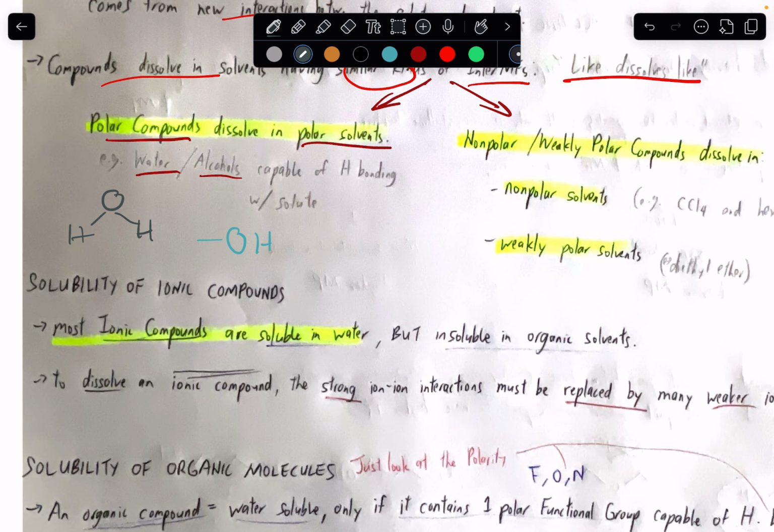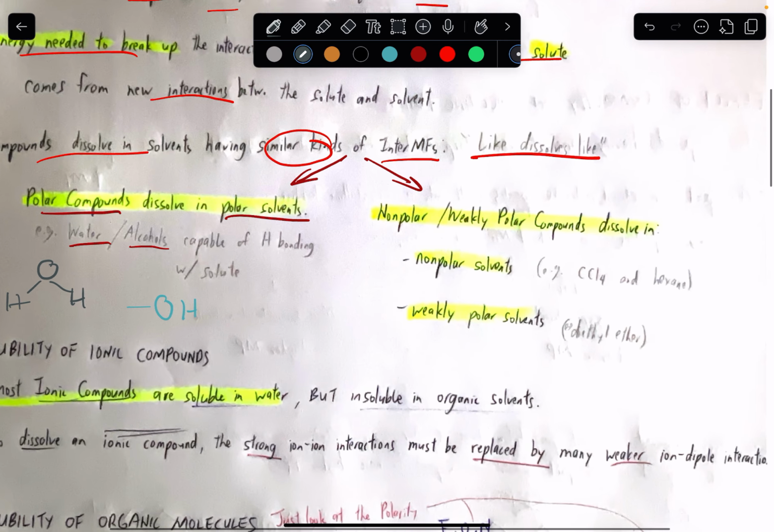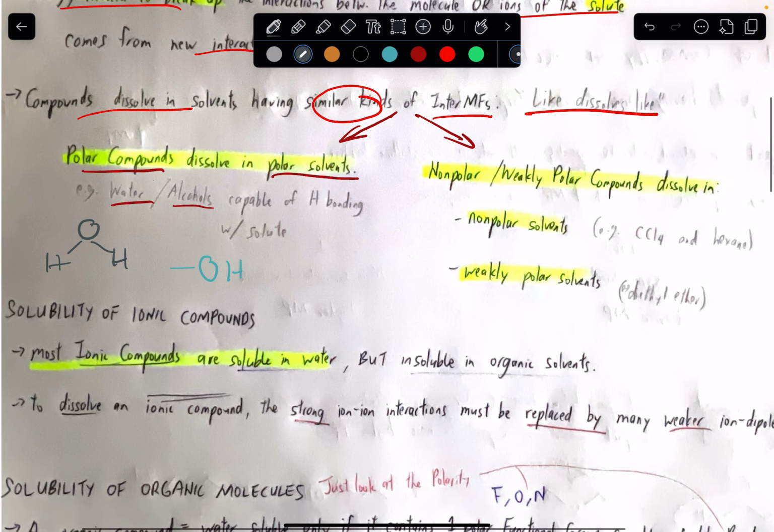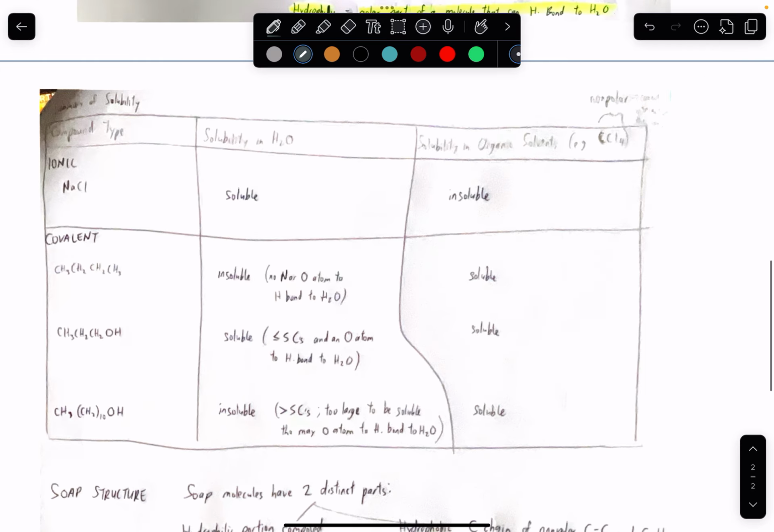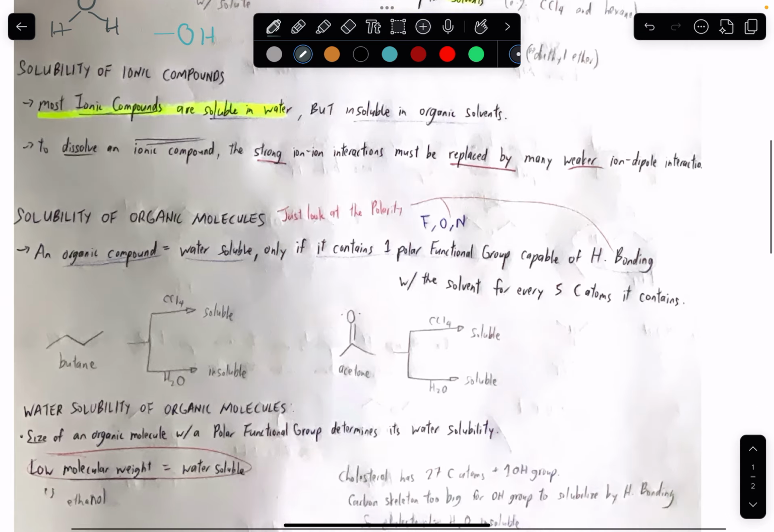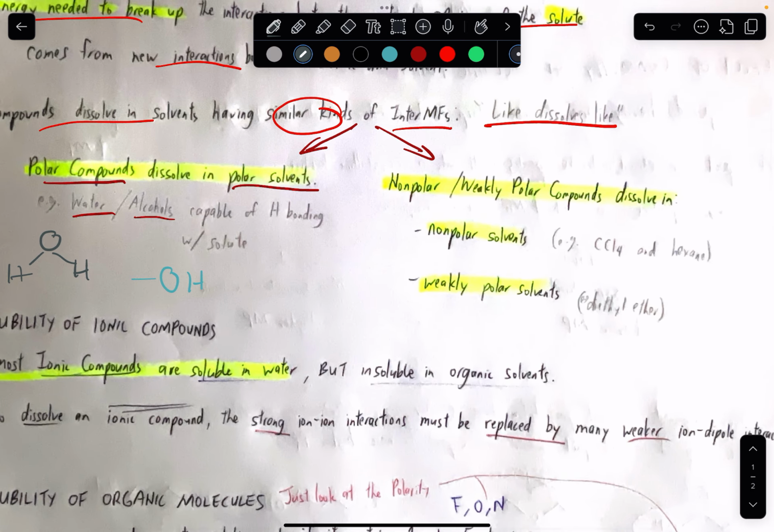Ibig sabihin, parang in a way, hydrogen bonding is involved. Kung hindi kaya mag-hydrogen bonding, ibig sabihin, insoluble. Or you cannot dissolve this specific compound or solute in a solvent. So mamaya may summary yan. Actually, it's this one. What I'm saying right now is basically gonna be summarized here. More on that later. So, other one naman, common sense.